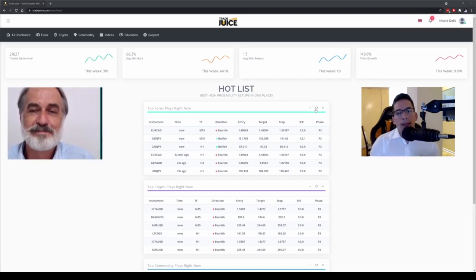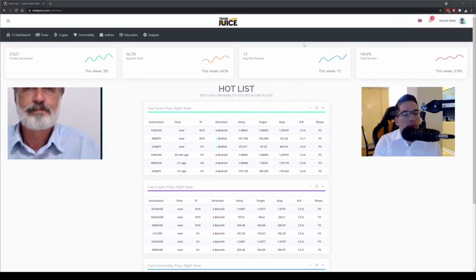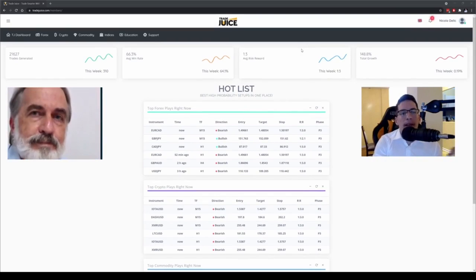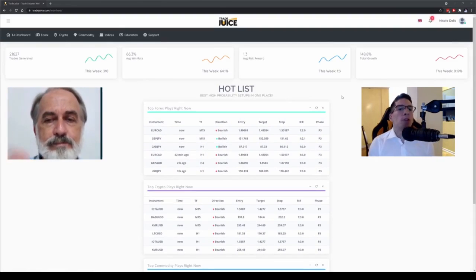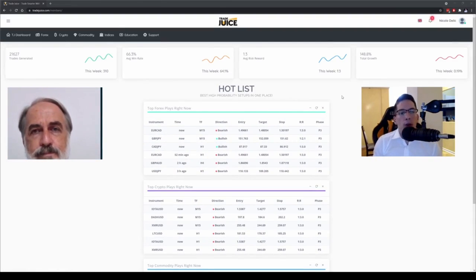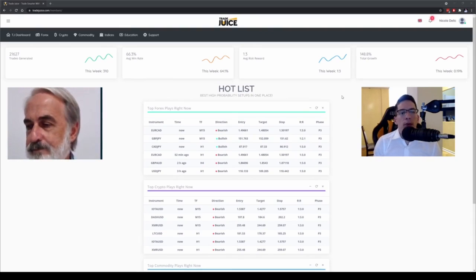Okay, so this is what Tradejuice really is. It's a simple, let's call it a page, but it's more than a page where you can find everything that you actually need to become a successful trader. It's a dashboard designed to give you only the important information all day long.